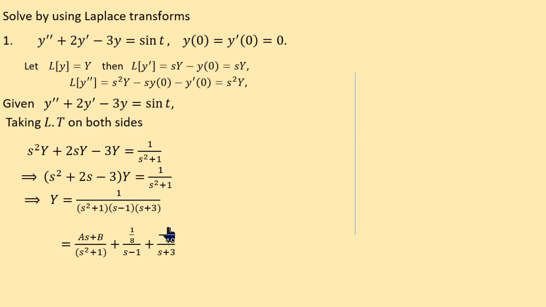This is the d value. But to find as plus b, multiply throughout by s square plus 1 into s minus 1 into s plus 3. Left hand side is 1.